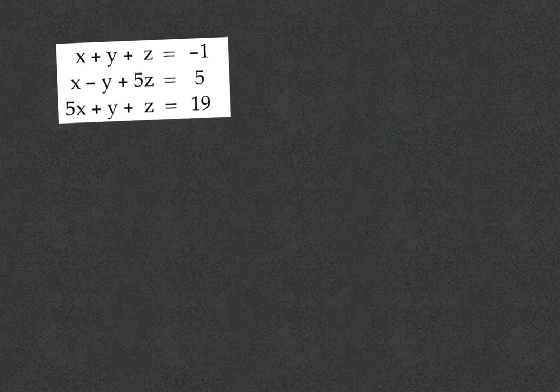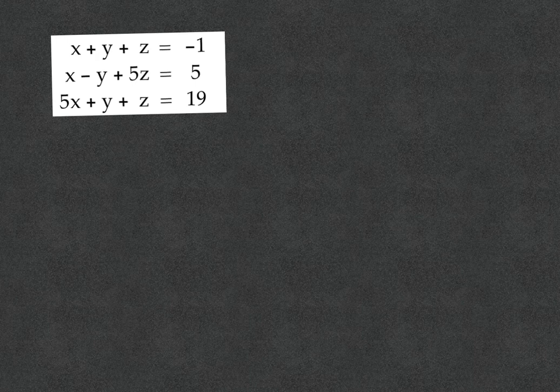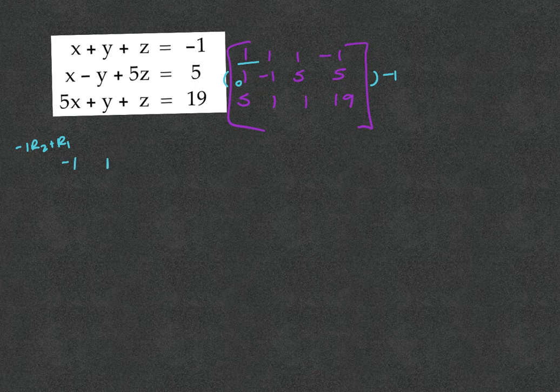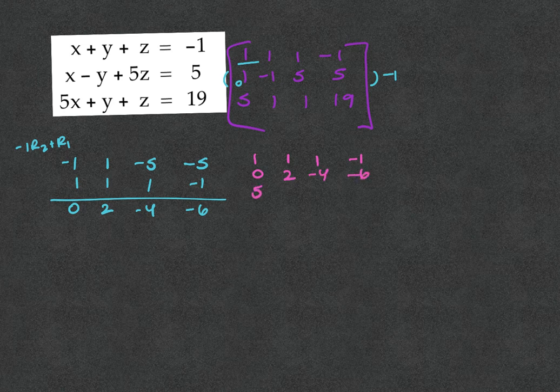This is number 83, which is the Gauss-Jordan. So we're going to rewrite this in matrix form. 1, 1, 1, negative 1, 1, negative 1, 5, 5, 5, 1, 1, 19. So the first goal is to get a 1 where this is, makes life easier moving forward. That's already there. Then I want a 0 where row 2 is. So I can do negative 1, row 2 plus row 1. I get negative 1. Positive 1, negative 5, negative 5, plus 1, 1, 1, negative 1. Replace row 2. So 1, 1, 1, negative 1, 0, 2, negative 4, negative 6. And row 3, 5, 1, 1, 19.